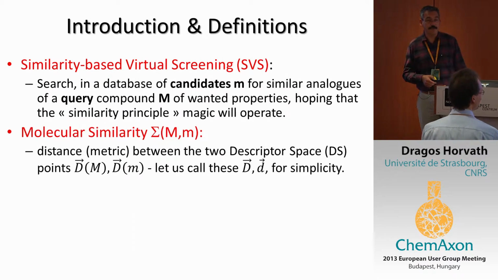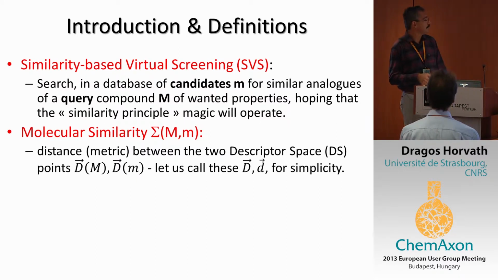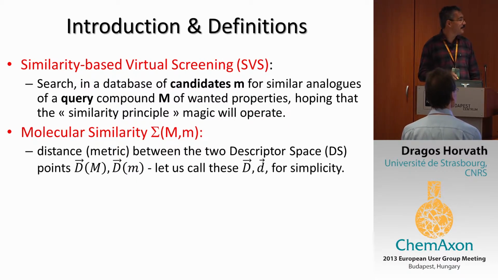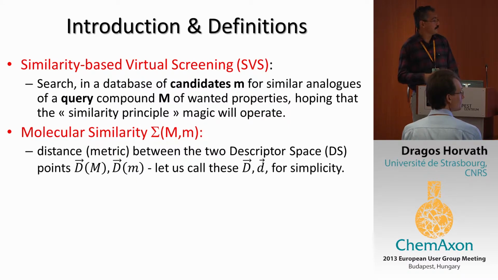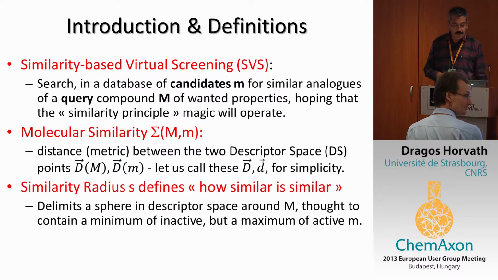Therefore, we need to define similarity. So there's a similarity score. We used to call it sigma, so don't be scared of sigma. Obviously, molecules are placed as points in a descriptor space, and sigma is the metric or the score of this descriptor space. So far, so good.